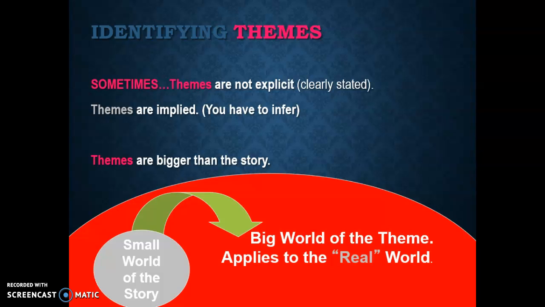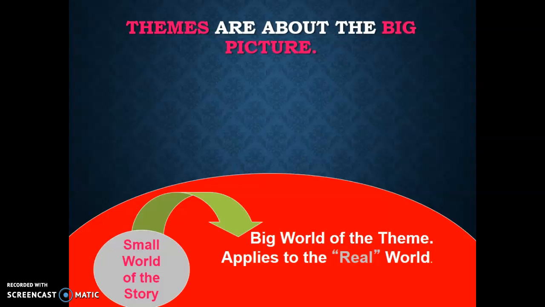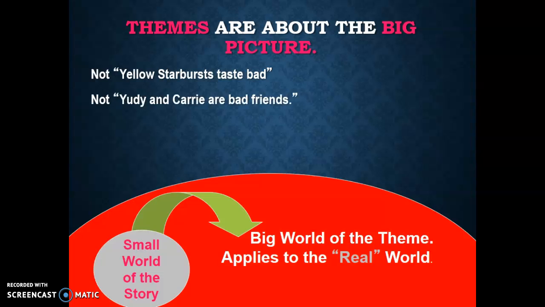You go from the small world of the story, meaning being very specific, pulling out, okay, what's happening to the character, to the big world of theme, where it applies to the real world. Remember when we talked about how that theme can be applied to any story, when we were talking about Goldilocks and the Three Bears, and not really applying that over to whether we're just talking about Goldie, okay? Again, themes are about the big picture. So when we look back at our scenario, this particular theme was not about yellow Starburst tasting bad. It wasn't about Judy and Carrie being bad friends, even though, you have to think much bigger. Find real world advice. Remember we talked about theme being like a bumper sticker. It's broad, okay?